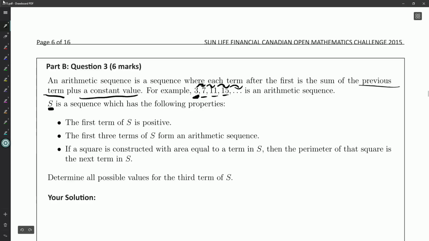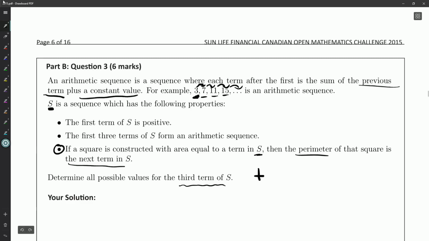If a square is constructed with area equal to a term in S, then the perimeter of that square is the next term in S. We want to determine all possible values for the third term of S. Usually when they ask for a specific value, it's a good idea to give that a variable name, maybe t for third term. Now, this third condition here, I'm quite interested in it because it seems to be how we make the sequence.